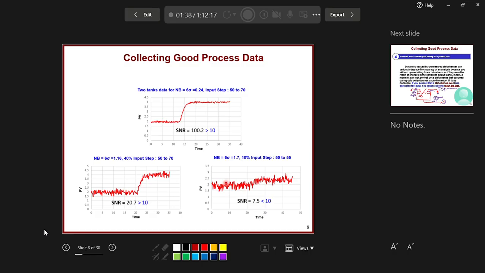Now, how can you make sure this? Once you collect your data, you measure the mean and the standard deviation, divide them, get the SNR, and then decide about whether the data is usable or not. Usable if the SNR is greater than 10, not usable if the SNR is less than 10.